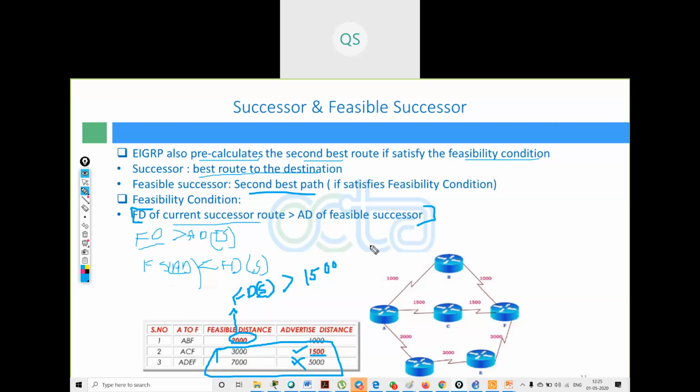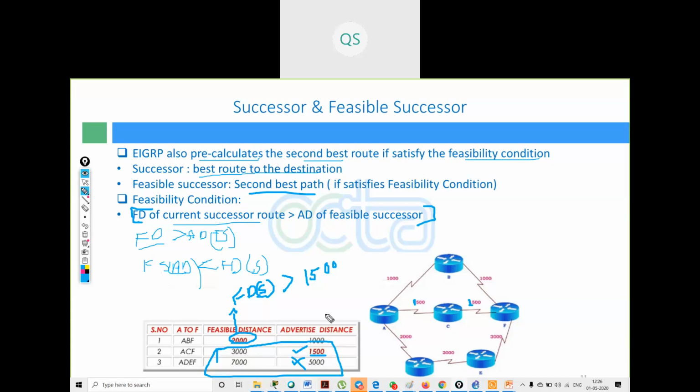Sir, what if AC is 500 and CF is 2500? I didn't get you. AC is 500 and it is 2500. Yes, sir. Okay, we will see that also. Don't worry, I will explain that too. First we will understand the basic things, then we will go to the complex things.